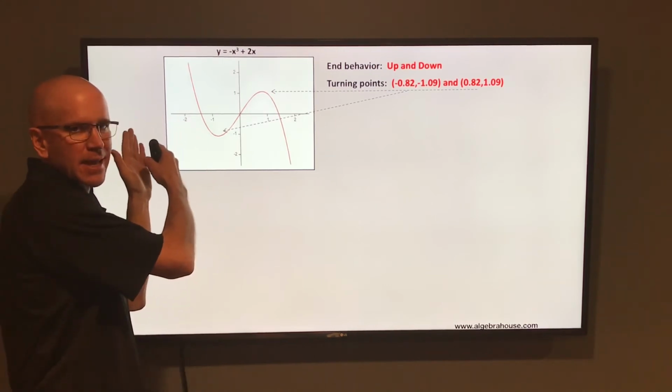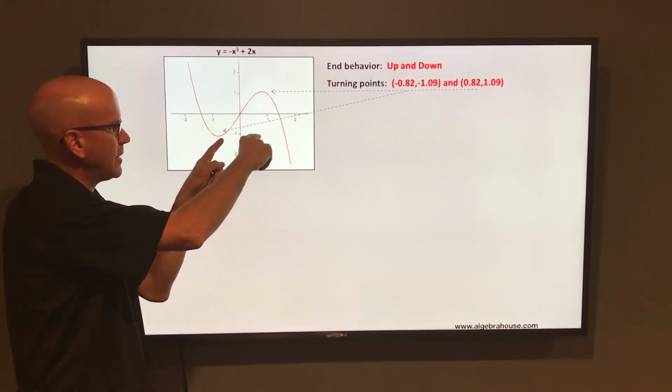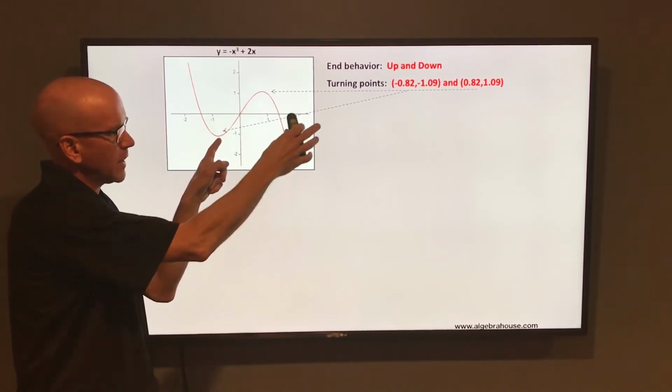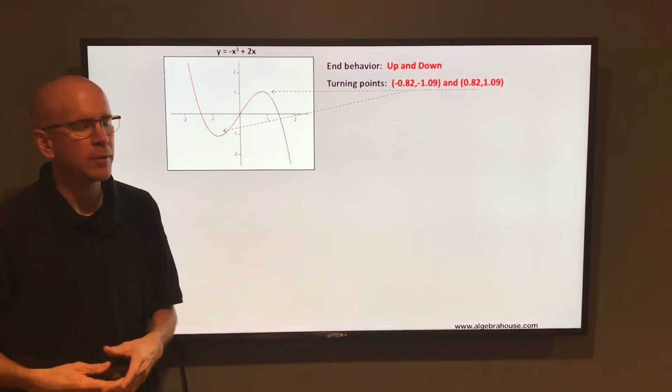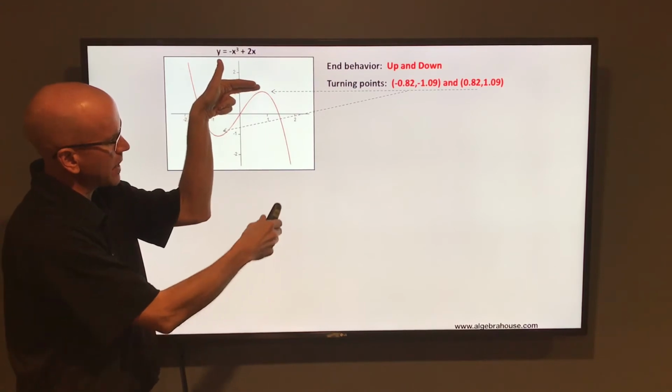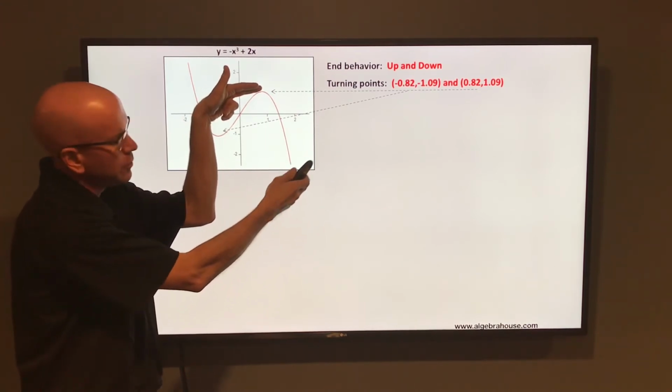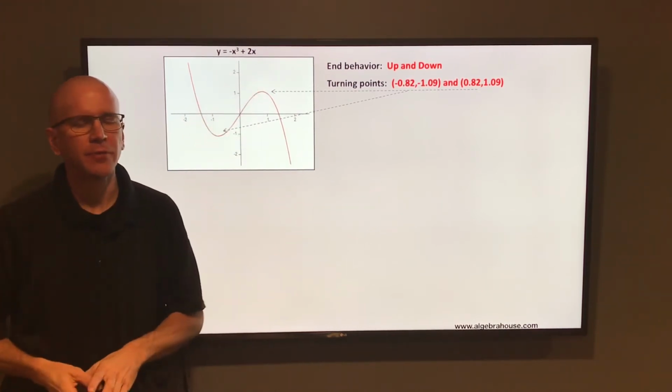From where x is negative infinity up to this turning point, and then from that turning point where x is negative 0.82 to where x is 0.82, that's the second interval. And then the third interval is from that turning point where x is 0.82 to where x is positive infinity.